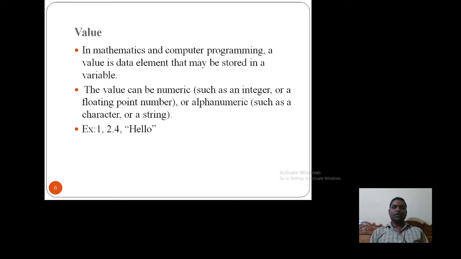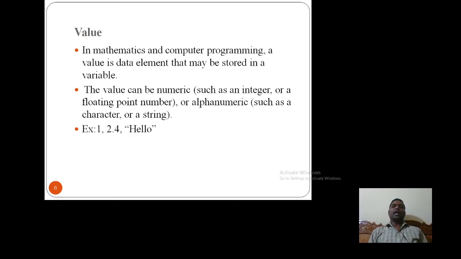So what is a value here? In mathematics and computer programming, a value is a data element that may be stored in a variable. As I said earlier in the variable slide, a variable will store the value. A variable is a memory location which can be used to store some data, and data is nothing but some value. Same way here also, we are storing the data, and that data we can call a value. Whatever we are storing in a variable, that particular data we can call a value.